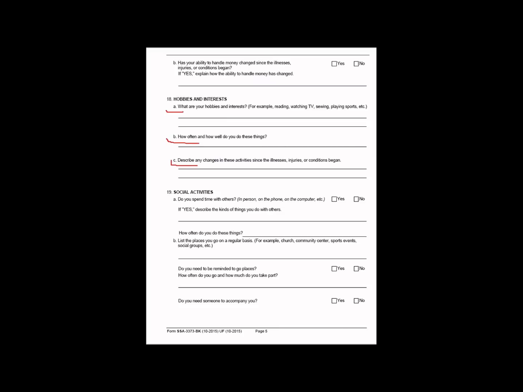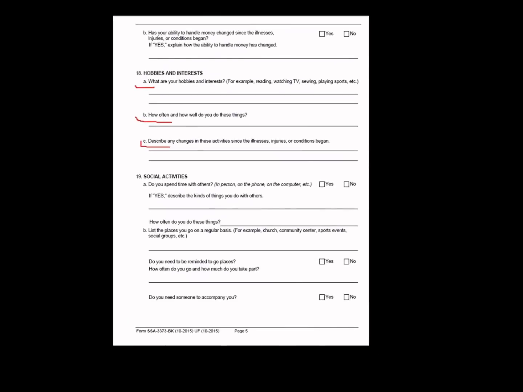Like, for instance, this is not trying to be funny. Let's say you used to play basketball as a hobby. You don't do those things anymore. Let's say your hobby is you like to play basketball. How often and how well do you do these things? Not at all. Describe any changes in these activities. Well, since I hurt my back, I can't go on the basketball court. Bam, you've connected the dots. Same thing with social activities. They're going to want to know about these things. Do you spend time with other people? And more importantly, what kind of things do you do? And here you want to lay it out. Who do you spend time with?